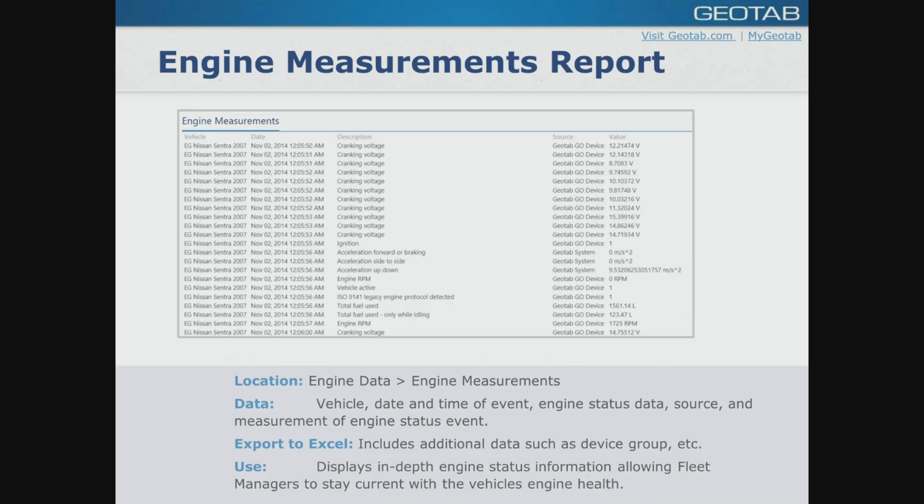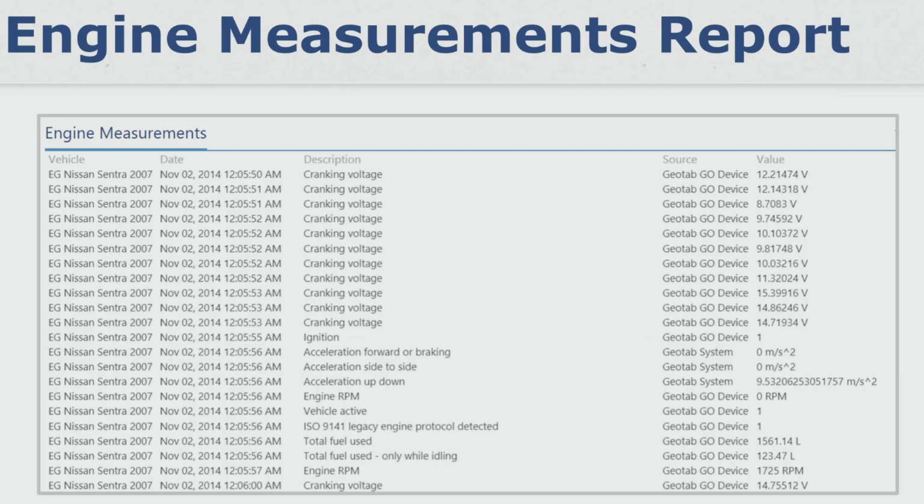Our engine measurements report. The engine measurements report is very similar to the log data, if you will. It's going to show you all of the measurements that we get off of the engine as we get them. For example, if I look at the cranking voltage, as you turn on your vehicle, you always have that cranking voltage. We have it set so that if it goes above or below a certain threshold, it will automatically show you, and that's what that voltage is all about.